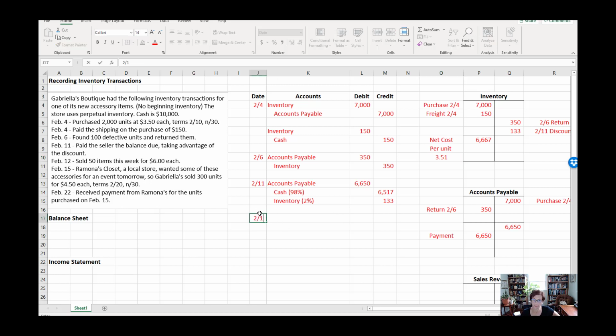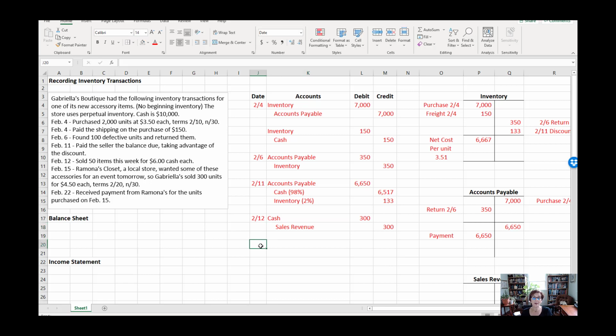So on February 12th, we sold 50 items this week for $6 each. All right, so let's say for $6 cash, right? So this way we know that we sold it for cash. All right, so we're going to debit cash, and we're going to debit cash for 50 items times $6 each. So we're getting cash of $300. What is this? This is revenue, right? Remember, when you deliver products or services to a customer, that's revenue. So we're going to call this sales revenue.